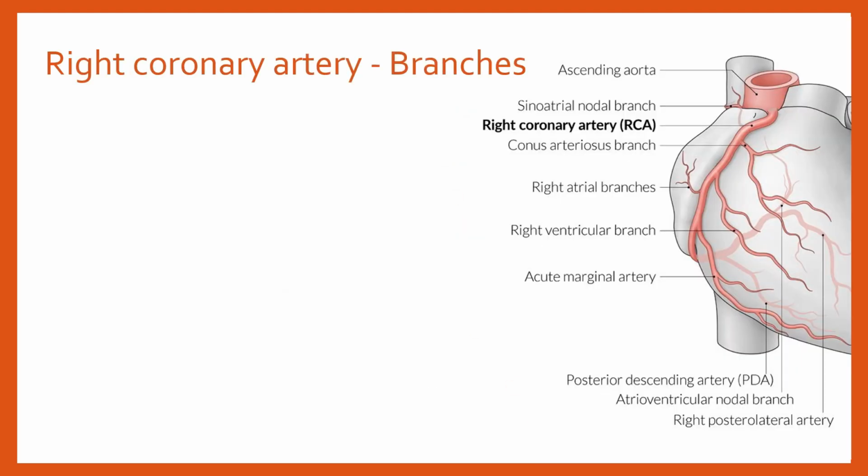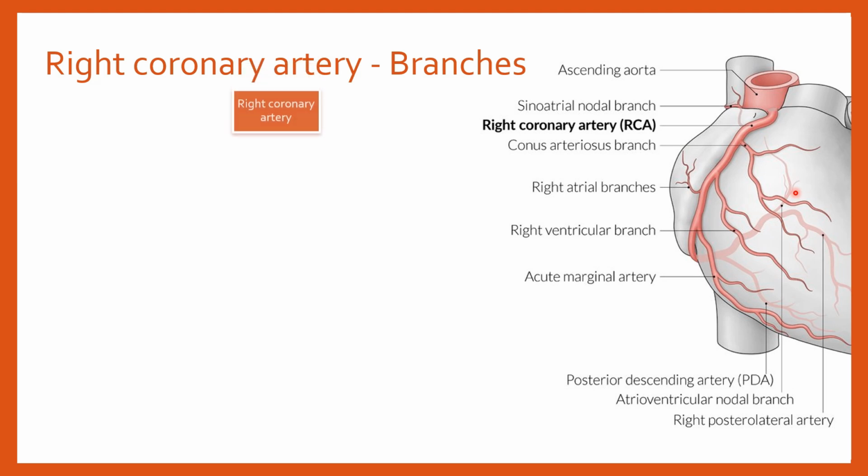Now let's study the branches of the right coronary artery. For the purpose of description, the branches are divided into two groups: those arising from the first segment, that is from the origin up to the inferior border, and those arising from the second segment, that is from the inferior border up to the crest.